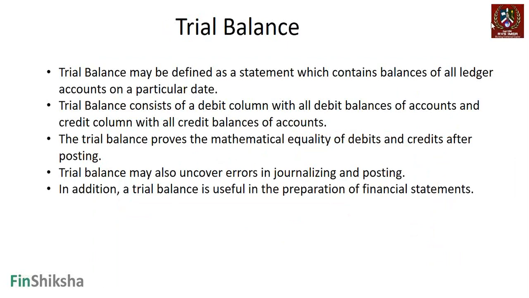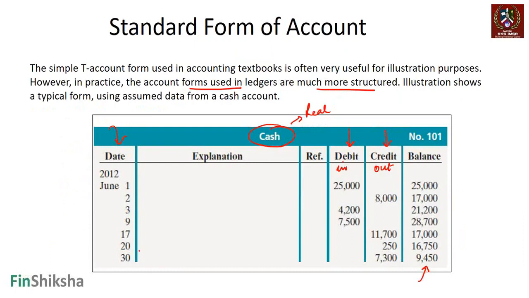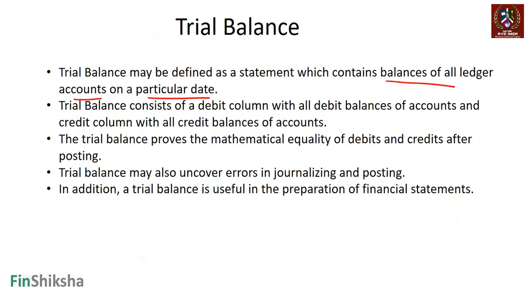Now, a trial balance may be defined as a statement that contains balances of all ledger accounts on a particular date. So ledgers will keep adding the data entry points, just like here, date wise. At the end of this, maybe at the end of this month, we are going to account the balances of all ledger accounts, right? Now it consists of a debit column with all the debit balances of accounts and a credit column with all the credit balances of accounts. So you'll add all the balances and put it there in the trial balance. The trial balance proves the mathematical equality of debits and credits after posting.